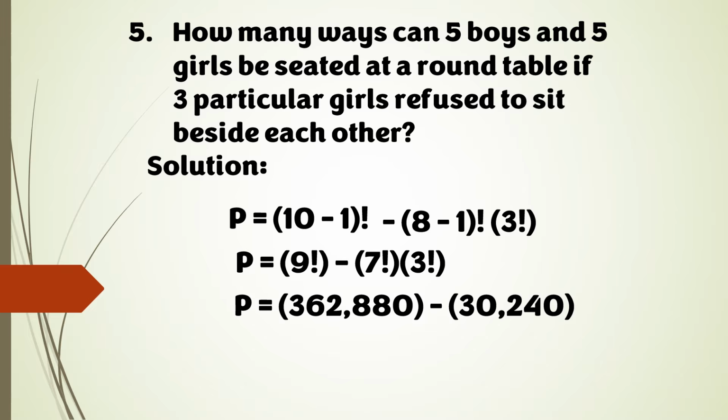And then next, we're going to simplify. 9 factorial is equal to 362,880, minus 7 factorial times 3 factorial, which is equal to 30,240. So 362,880 minus 30,240 is equal to 332,640 ways.